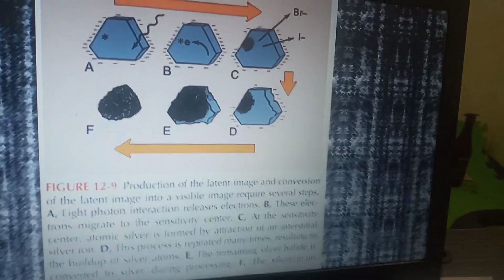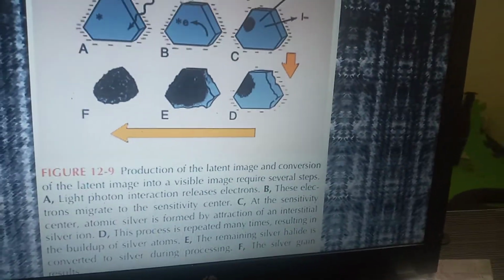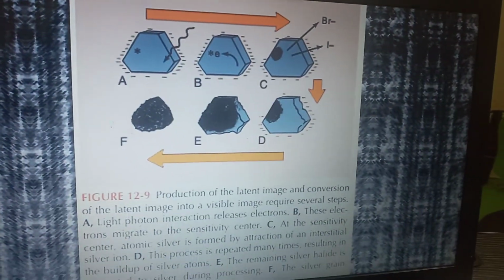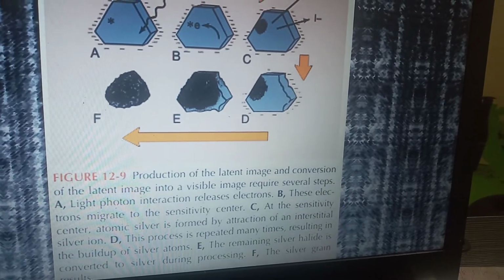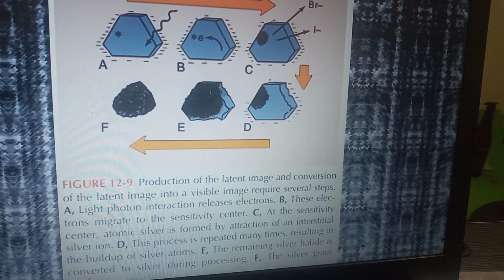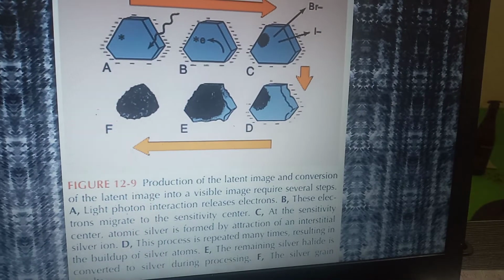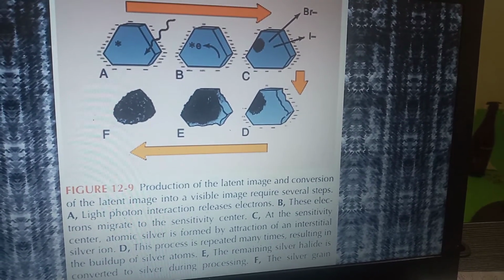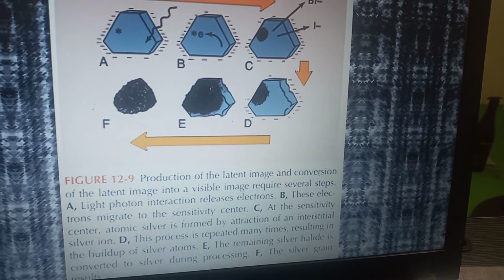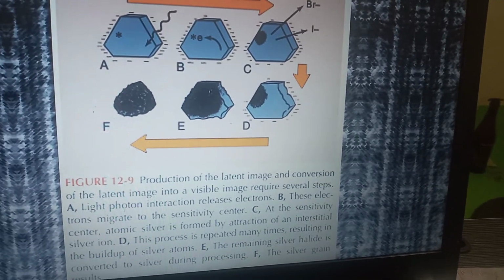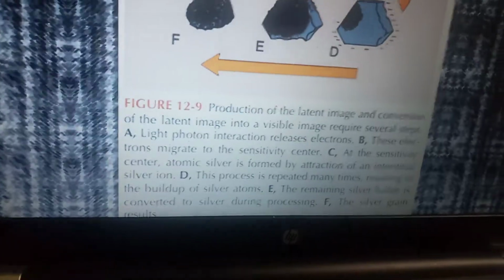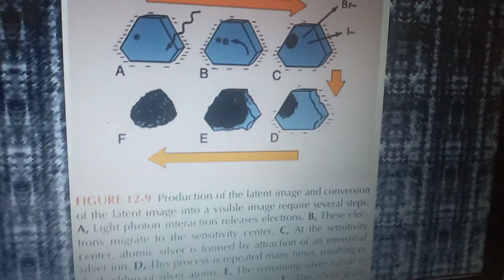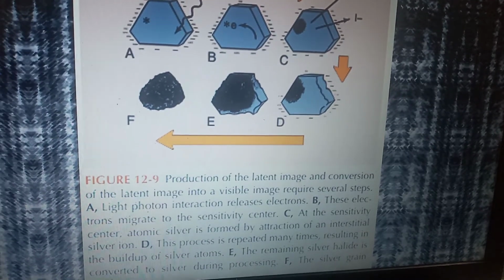The next one is B. These electrons migrate to the sensitivity center. And the next one, at the sensitivity center, atomic silver is formed by attraction of an interstitial silver ion. Then this process is repeated many times, resulting in the buildup of silver, which is shown here.